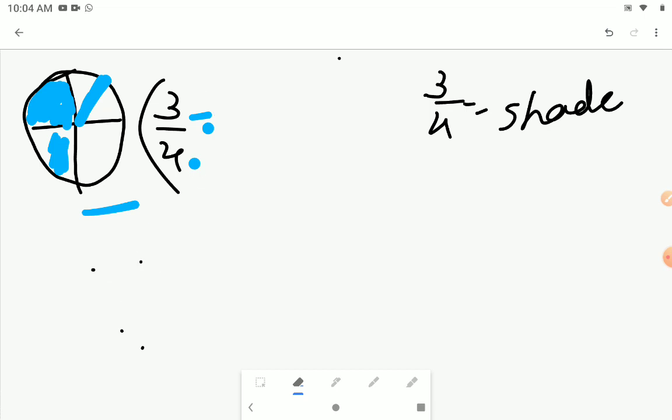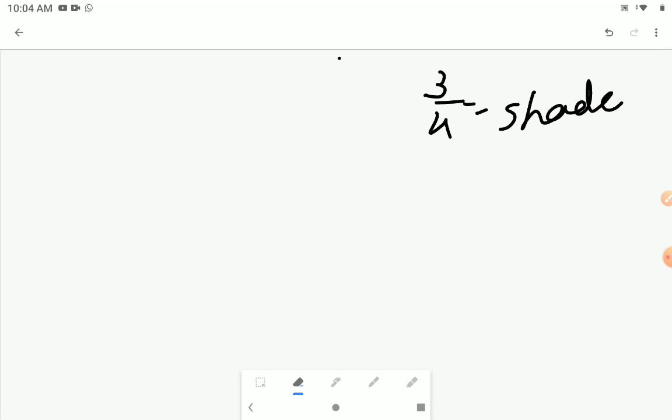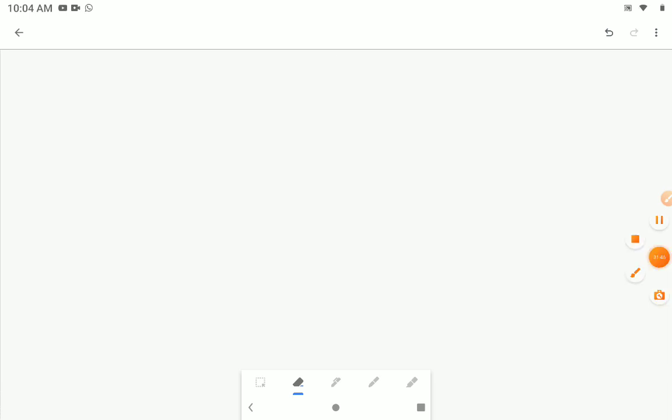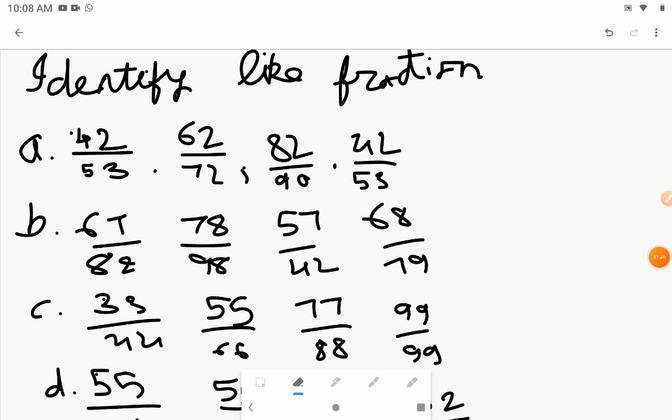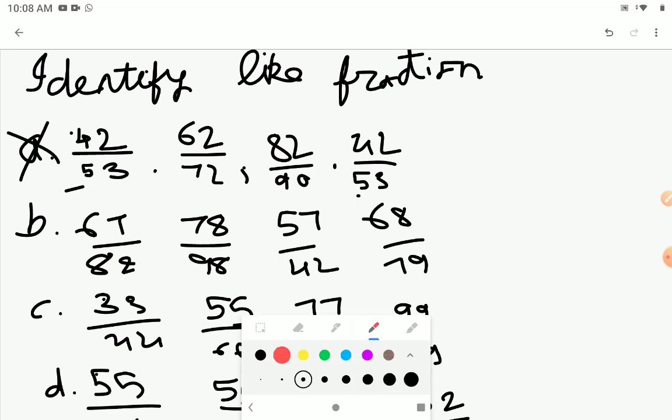Now let's see similar questions. There will be 5 asked to you on your screen. Question on your screen. In the first, identify like fractions. We have to identify which option is correct. 42 by 53, 62 by 72, 82 by 90, 42 by 50. These are right, but 70 to 90, no. We want all the options to be correct, so this can't be our answer.